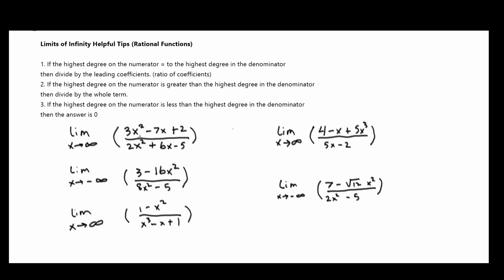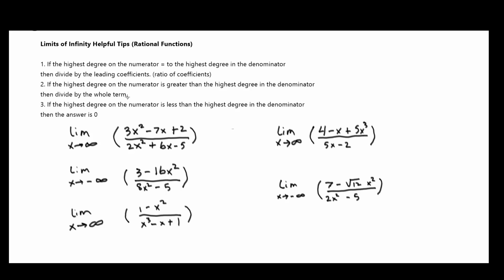In this video, we're going to go over how to calculate limits at infinity for a rational function. When you have a rational function, which is a polynomial divided by a polynomial, there are a few different rule sets that make calculating these pretty simple. If you take a look at our first example here, you'll see that our highest degree in the numerator matches our highest degree in the denominator.